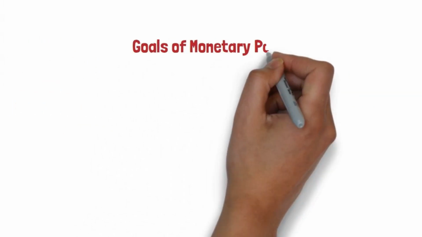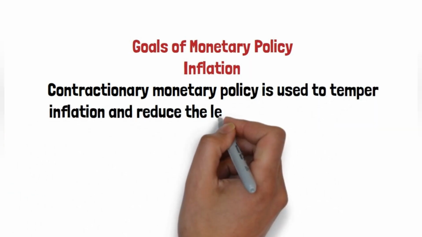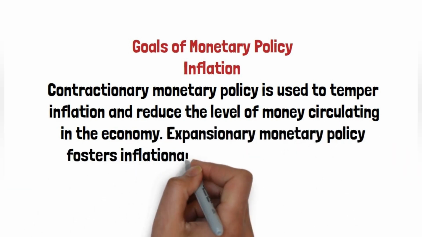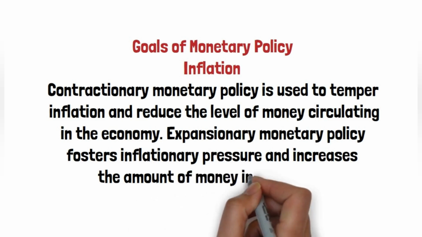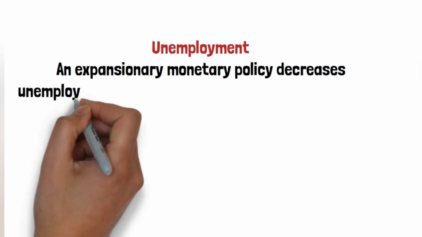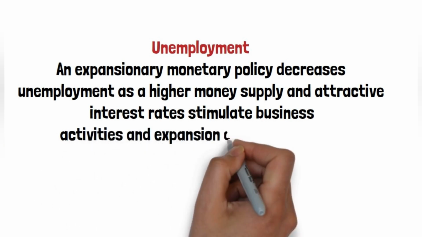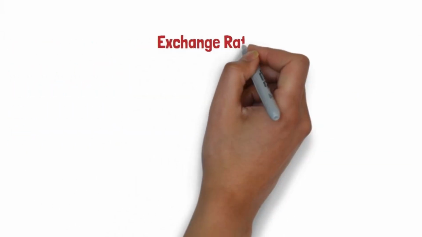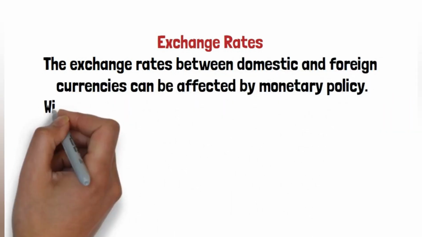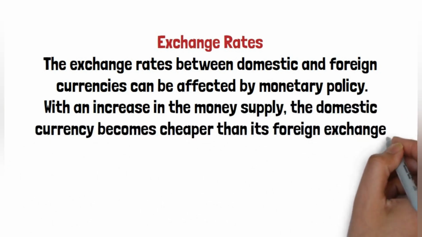Goals of monetary policy. Inflation. Contractionary monetary policy is used to temper inflation and reduce the level of money circulating in the economy. Expansionary monetary policy fosters inflationary pressure and increases the amount of money in circulation. Unemployment. An expansionary monetary policy decreases unemployment as a higher money supply and attractive interest rates stimulate business activities and expansion of the job market. Exchange rates. The exchange rates between domestic and foreign currencies can be affected by monetary policy. With an increase in the money supply, the domestic currency becomes cheaper than its foreign exchange.